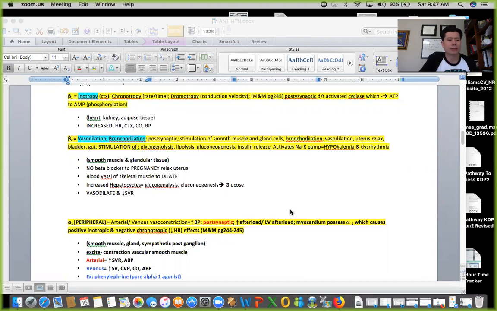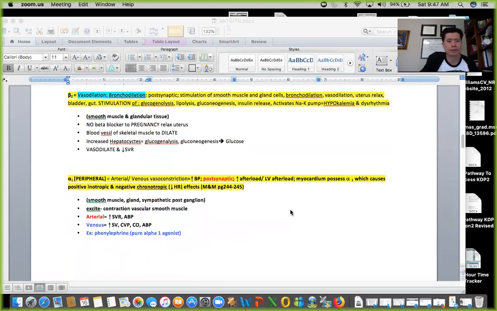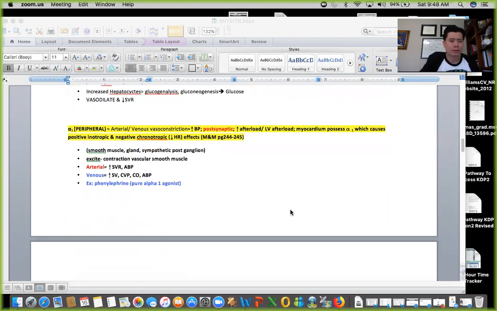Beta 2s, we'll look at most primarily in the lungs. So those are bronchodilators, vasodilators. We also utilize those in some medications as far as the mechanism of action. It's mostly smooth muscle and glandular tissues. And alpha 1s, we're looking at peripheries, arterial and venous vasoconstriction, postsynaptic. We're looking at afterload, left ventricular afterload primarily. So that's a little physiology.